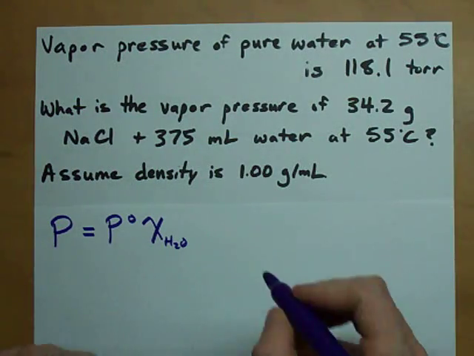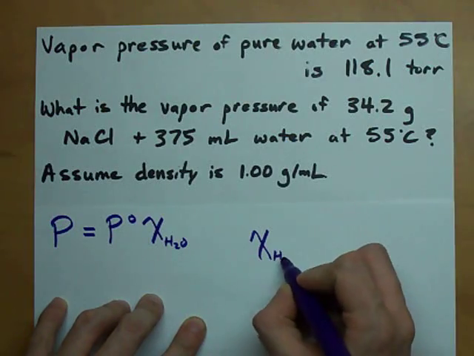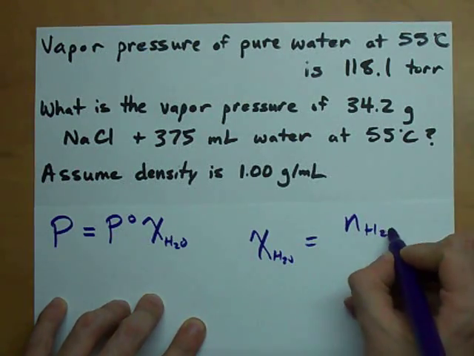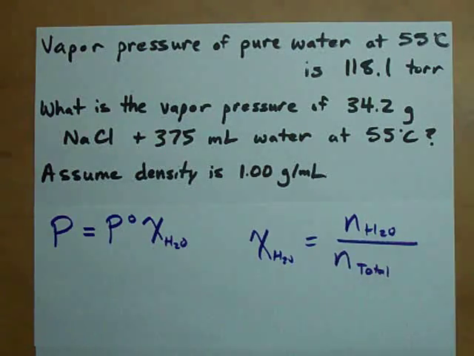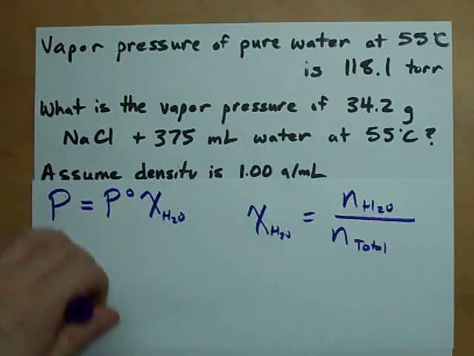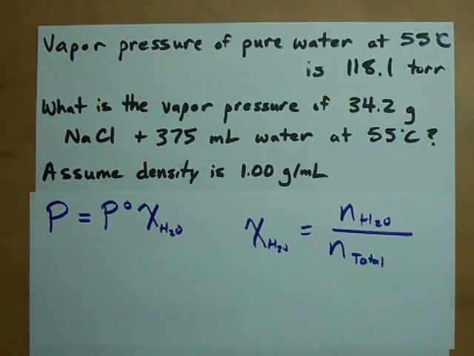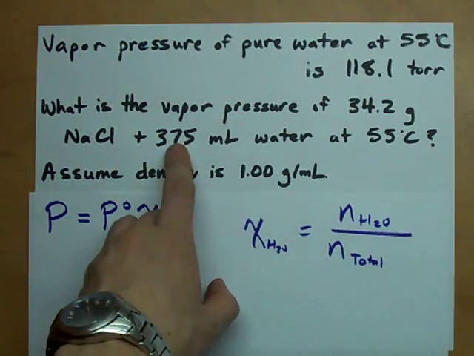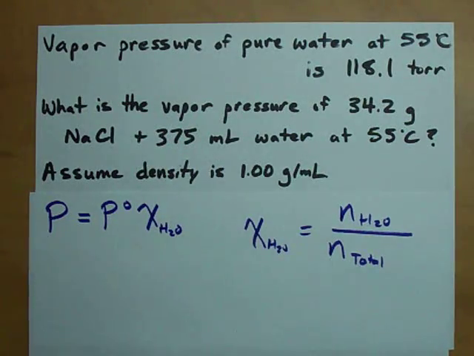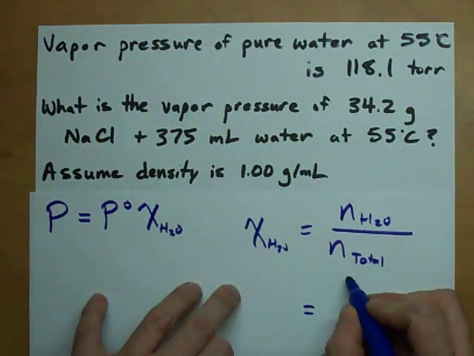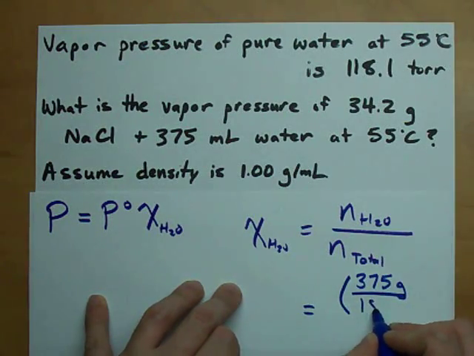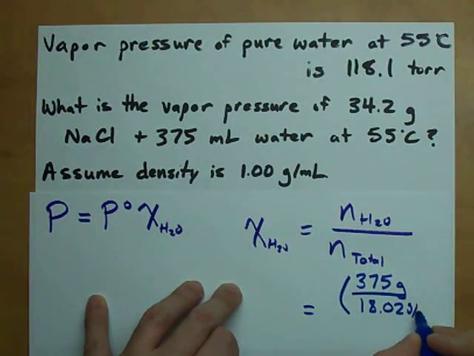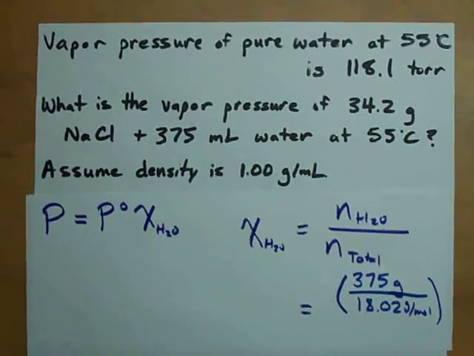The question is, how do we find the mole fraction of water? And that's simply the number of moles of water divided by the number of moles of stuff total that we have inside the solution. Alright, so how many moles of water do we have? Well, we have 375 milliliters, and it's 1 gram per milliliter. That means the number of moles of water we have is 375 grams. Don't forget to divide by the molar mass in order to convert to moles. That's my number of moles of water.